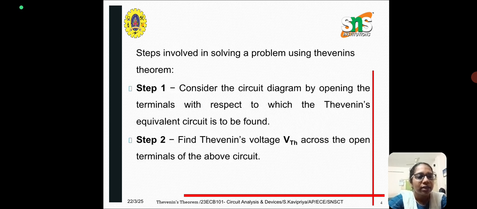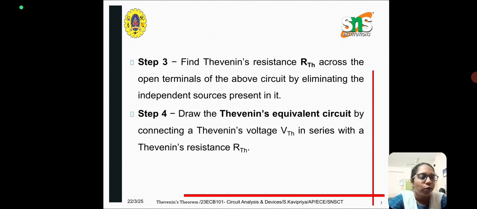Next we are going to discuss the steps involved in solving a problem when we apply Thevenin's theorem to a particular circuit. First, you have to consider the circuit diagram by opening the terminals with respect to which the Thevenin's equivalent circuit is to be found. We first find the open circuit voltage or Thevenin's voltage VTH across the open terminals. Next, we find the Thevenin's resistance RTH across the open terminals by eliminating the independent sources present in the circuit. We can short circuit the voltage source or open circuit the current source, whichever is present in the circuit.